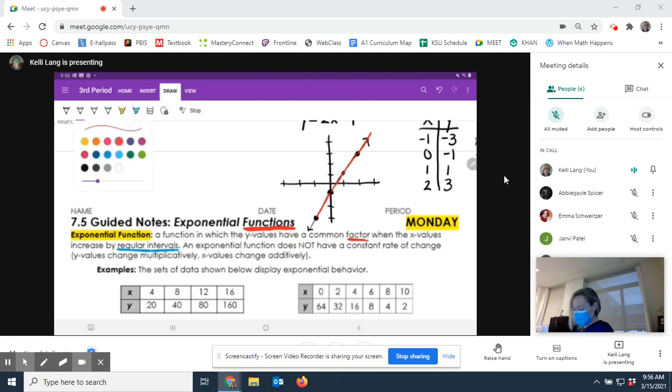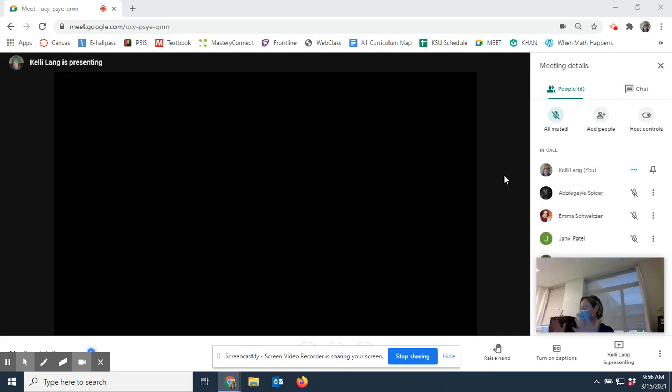In an exponential function, y values change multiplicatively, and x values change additively. So those are some big words. Multiplicatively just means with multiplication.